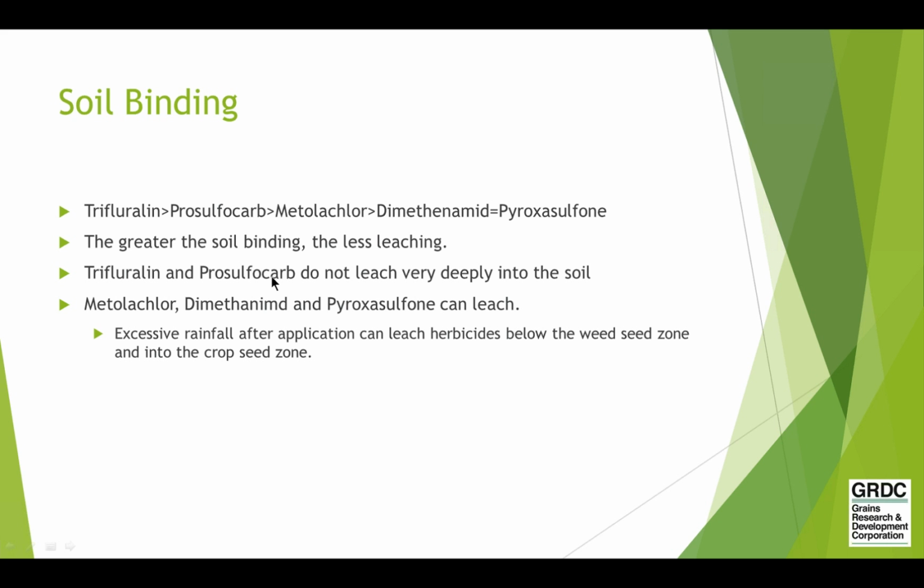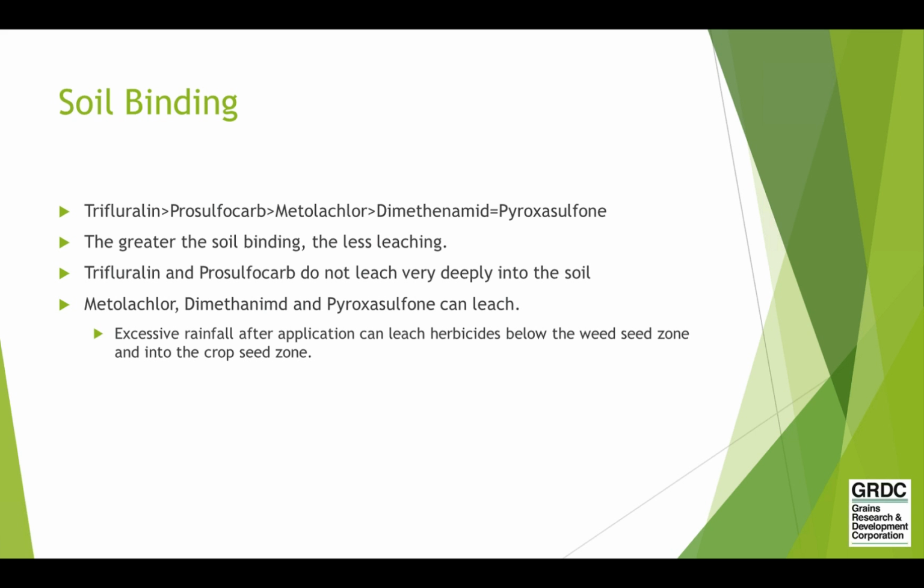And thus, if you're looking at crop injury with these particular herbicides, what you need to do is make sure that the crop seed does not come in contact, and as long as it's below the treated layer, the herbicides are not going to leach into that seed zone. Metolachlor, dimethenamid, and pyroxasulfone, on the other hand, can leach. And what this means is that excessive rainfall, and I'm talking about many millimeters of rainfall after application, with these 3 herbicides, excessive rainfall can leach these herbicides below the weed seed zone and into the crop seed zone.